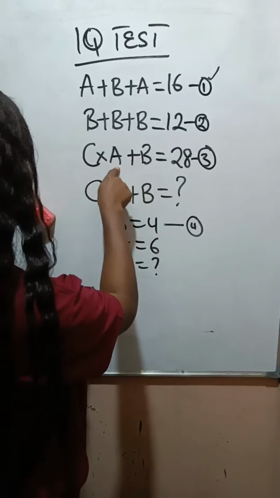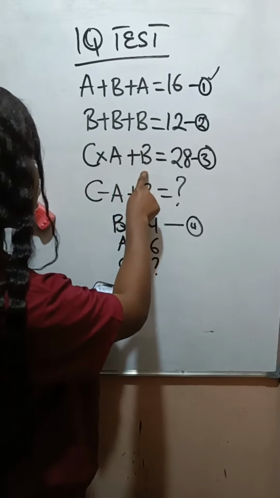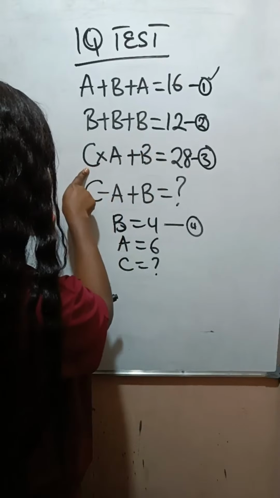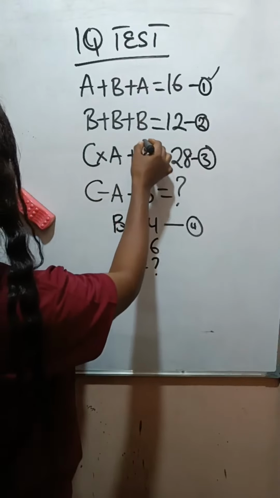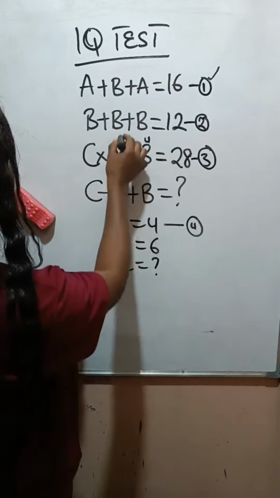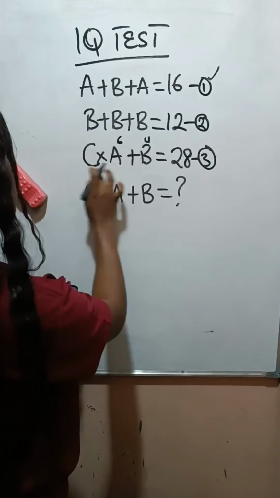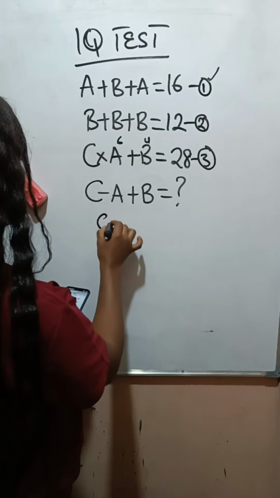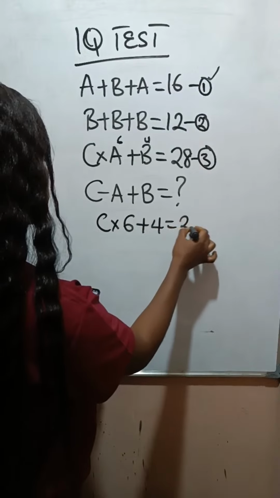So we can substitute what we got for A here, substitute what we got for B here, and then we can get our C, right? So if we do that, we have B is what? 4. A is what? 6. Okay, so that I can clean this. So that means that equation 3 is C multiplied by 6 plus 4 is equal to 28.